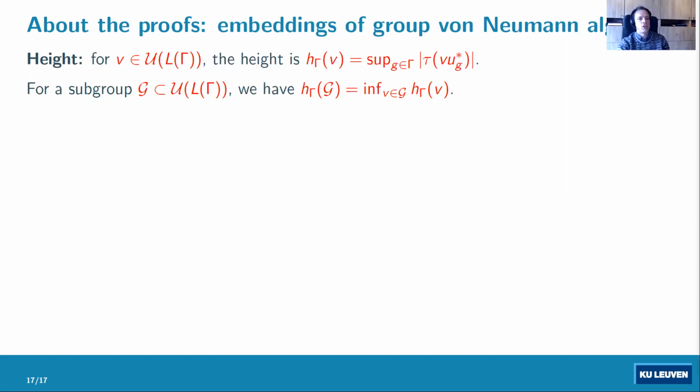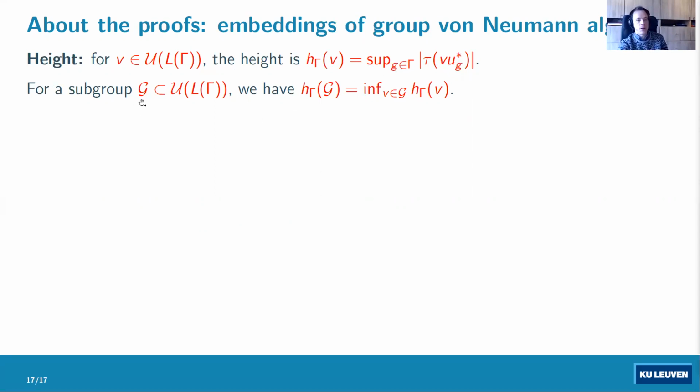It's a very general thing on group von Neumann algebras, and it's a kind of harmonic analysis concept, if you wish. So when V is a unitary in a group von Neumann algebra, the height of the unitary is just the largest Fourier coefficient, the absolute value of the largest Fourier coefficient. So the max, or the supremum, it's attained, of all traces of V u_g star. u_g is the canonical unitary in L gamma.